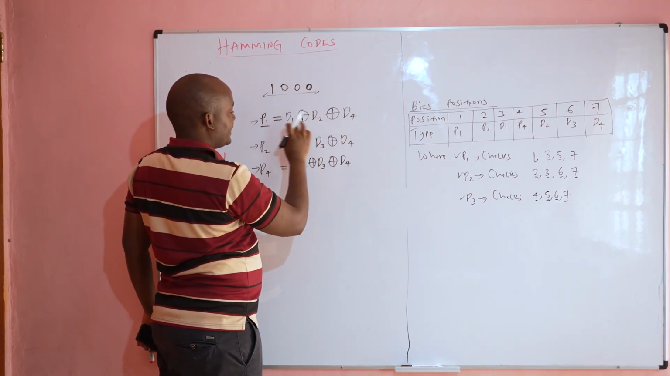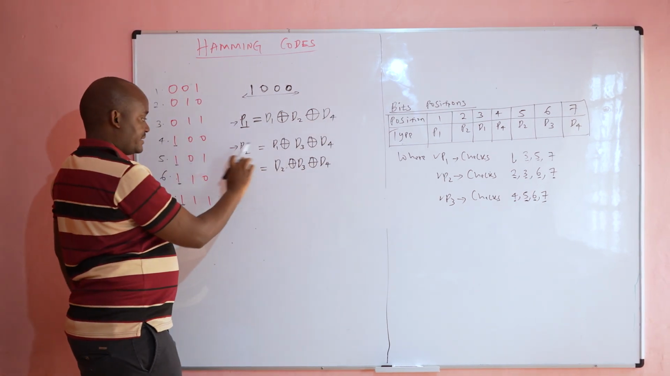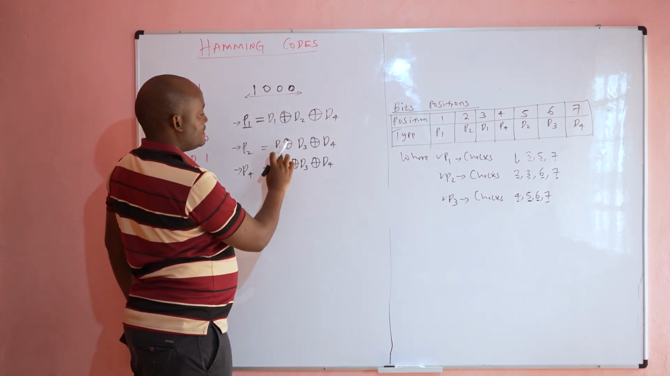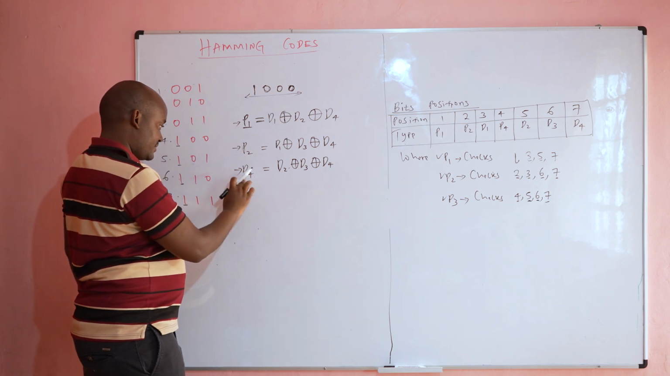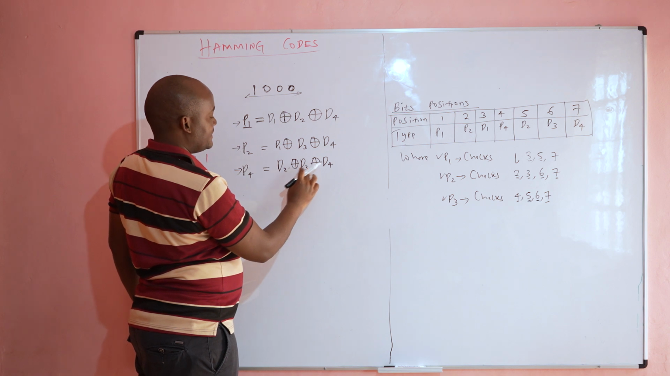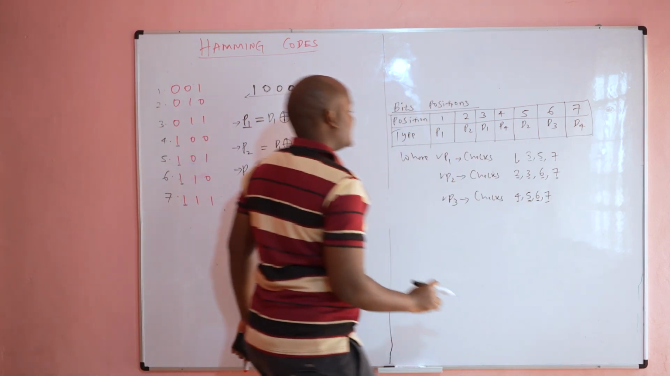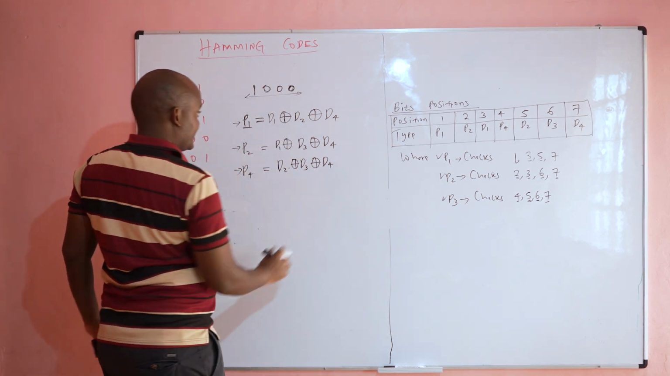I need to add D1 plus D2 plus D4. For me to be able to get my P2, which is parity bit 2, I need to add D1 plus D3 plus D4. For me to get P4, I need to add D2 plus D3 plus D4. And those values will be given in your data code.